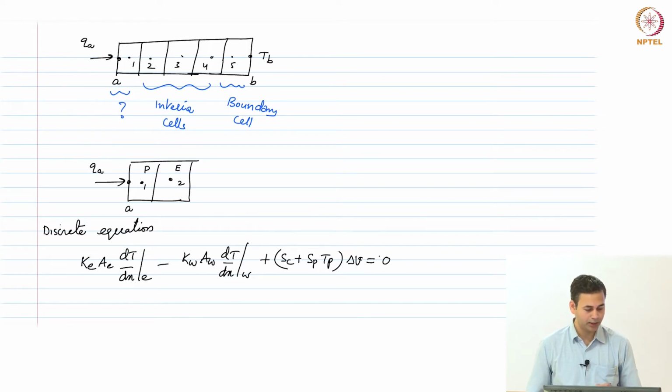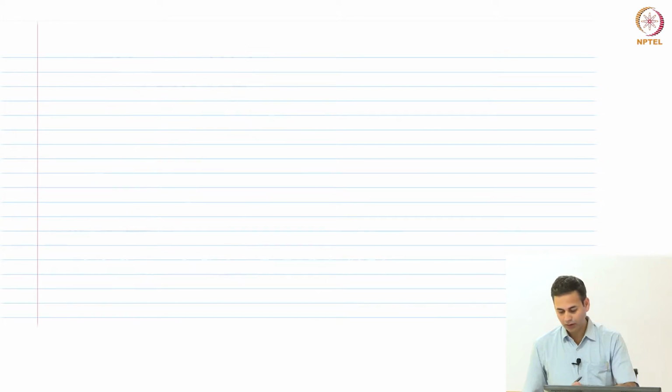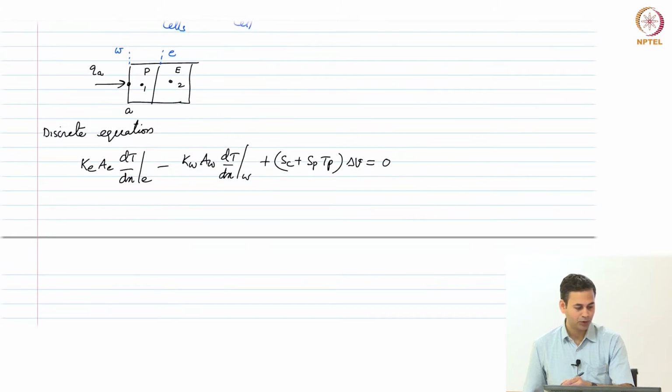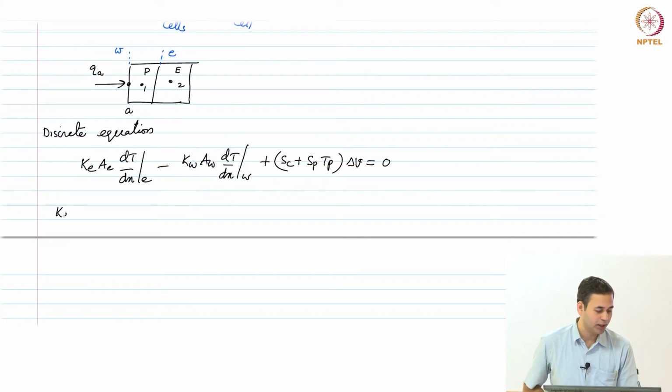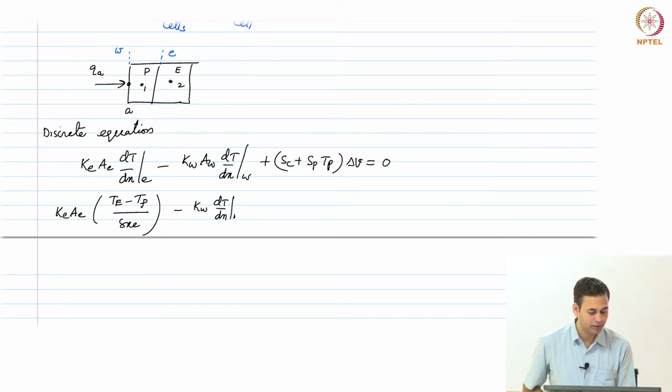Now, what are our east and west phases here? This is our east phase and this is our west phase. The west phase happens to be the same as the phase label A that we have chosen. Now, let us go back and again introduce the linear profile assumption for temperature. So, this would be K east A east times (T capital E minus T capital P) upon del x E, minus K west dT/dx west times A west, plus SP TP times delta V equals 0.